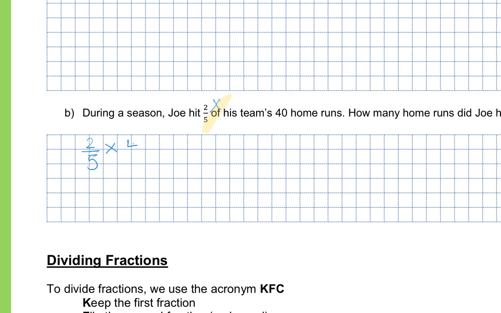So how do we find out what 1/5 is? Well, 1/5 is 40 divided by 5. So 40 divided by 5 is 8. So 2/5 is 2 times 8, which is 16.